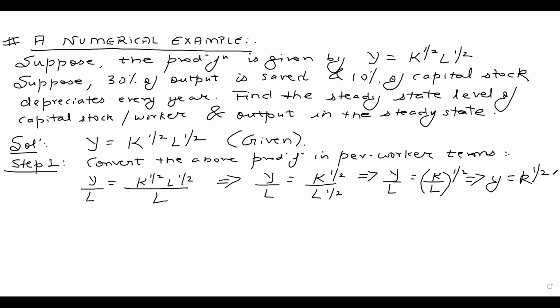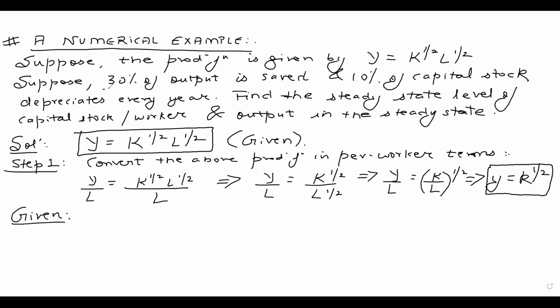So you can see we started with the production function, which is given to us. We divided both sides by L. We have got the production function in per worker terms: y is equal to small k to the power half. Now guys, in the question, what else is given to us?